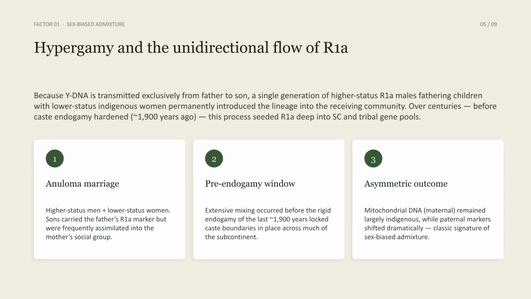Sex-biased admixture played a key role. Through anuloma marriage patterns before rigid endogamy, R1a was introduced into indigenous lineages. Because Y-DNA is paternally inherited, these markers persisted even as subsequent generations identified with the mother's community.